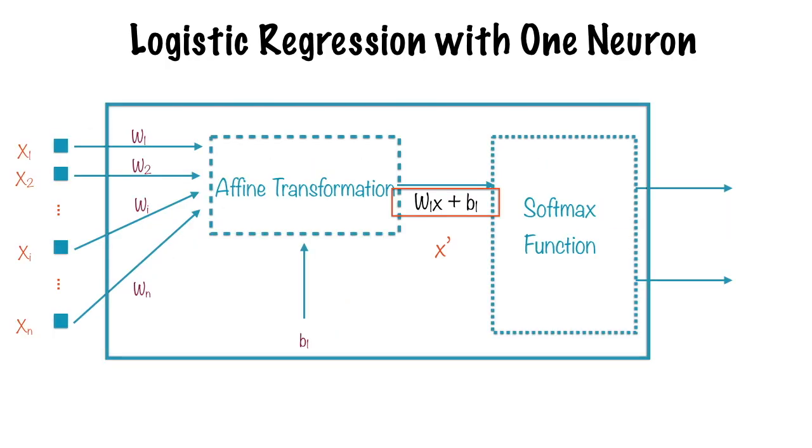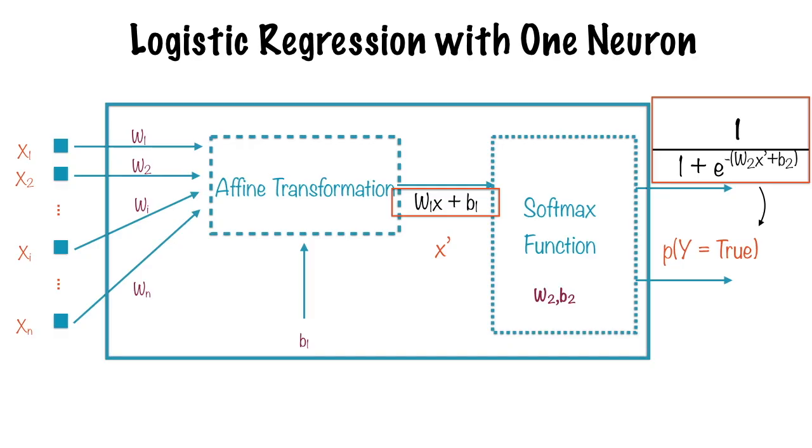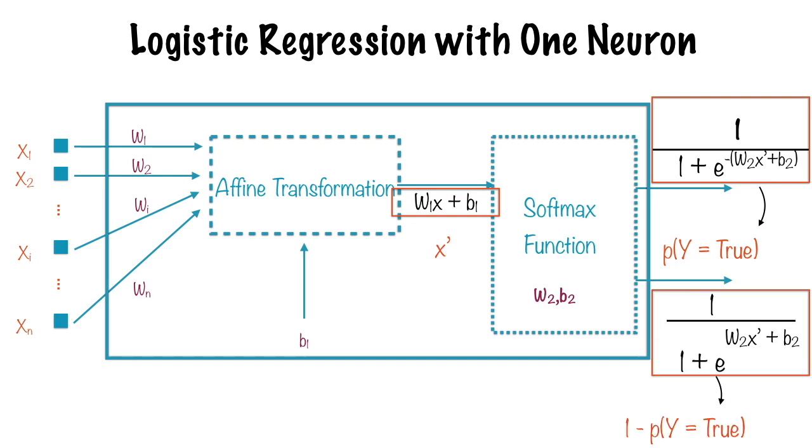The input to this softmax function was the output of the affine transformation, that is w1x plus b1. The softmax function then outputs two probabilities based on this logistic formula. Once again, the details of this formula have been covered earlier. We won't dwell on it too much. This is the formula which gives us the probability of y is equal to true. And here is the formula which gives us the probability of y is equal to false, which is 1 minus the probability that the output y is equal to true. Notice that the softmax function has its own weights and biases, that is W2, B2.